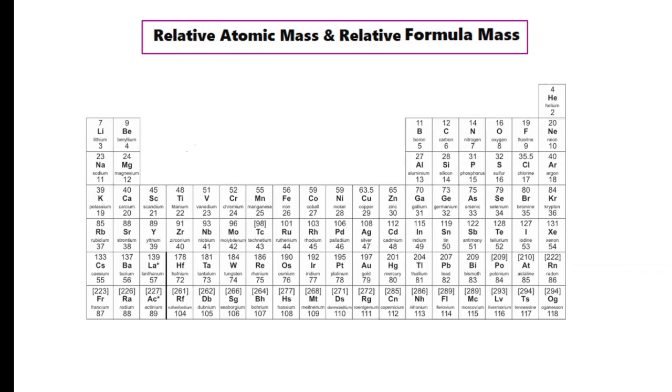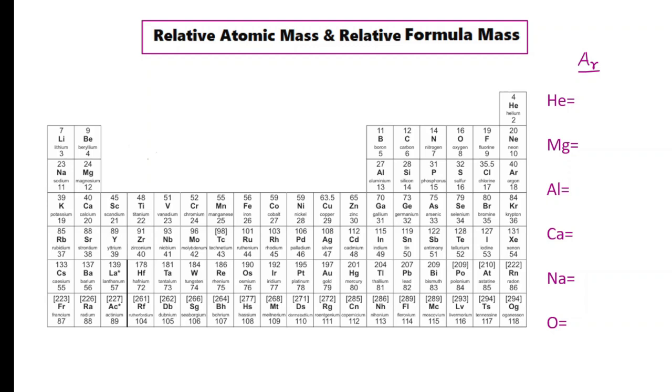Let's look at some examples to understand this better. Here are some elements. Let's find the values of Ar, or relative atomic mass. Helium: you need to look at where helium is. Helium's mass number is 4, so Ar is 4. Magnesium is in group 2, magnesium, 12, 24. Obviously, the big number is the mass number. That's 24, so Mg's Ar is 24.